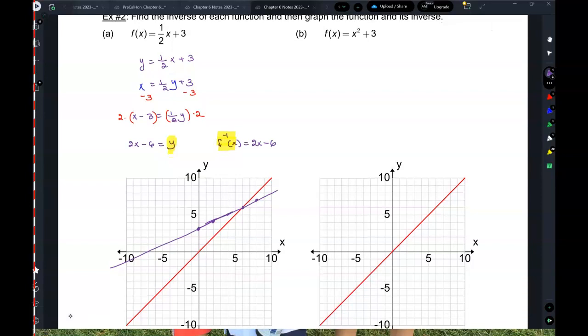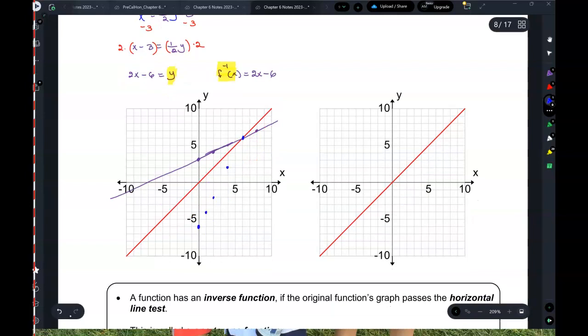So the slope is half, right? So that means you go up 1 over 2. Okay, now let's graph the inverse. 2x minus 6. So I'm going to go down to minus 6, then up 2 over 1. I'm just going to put some more points.